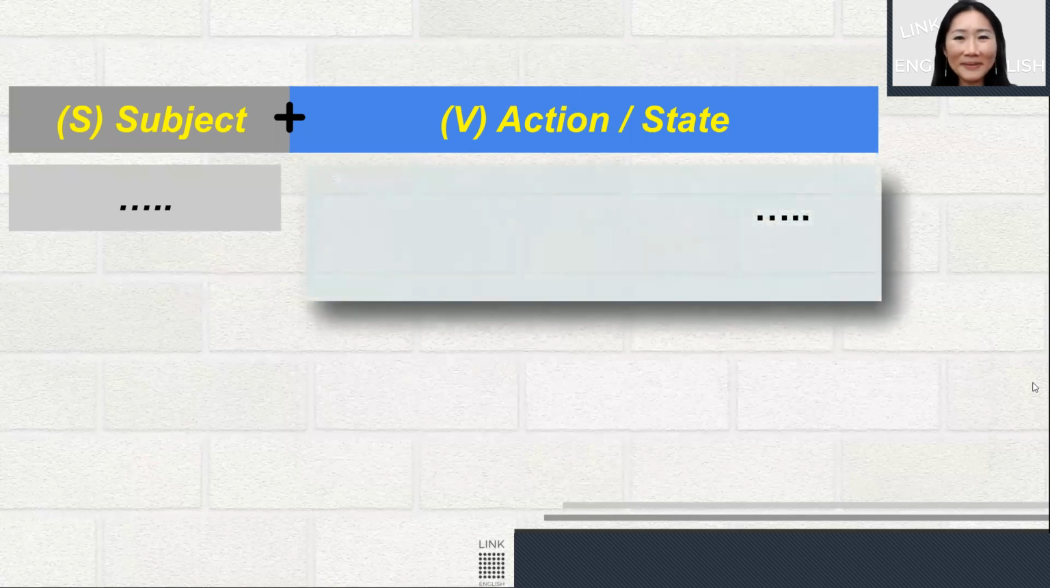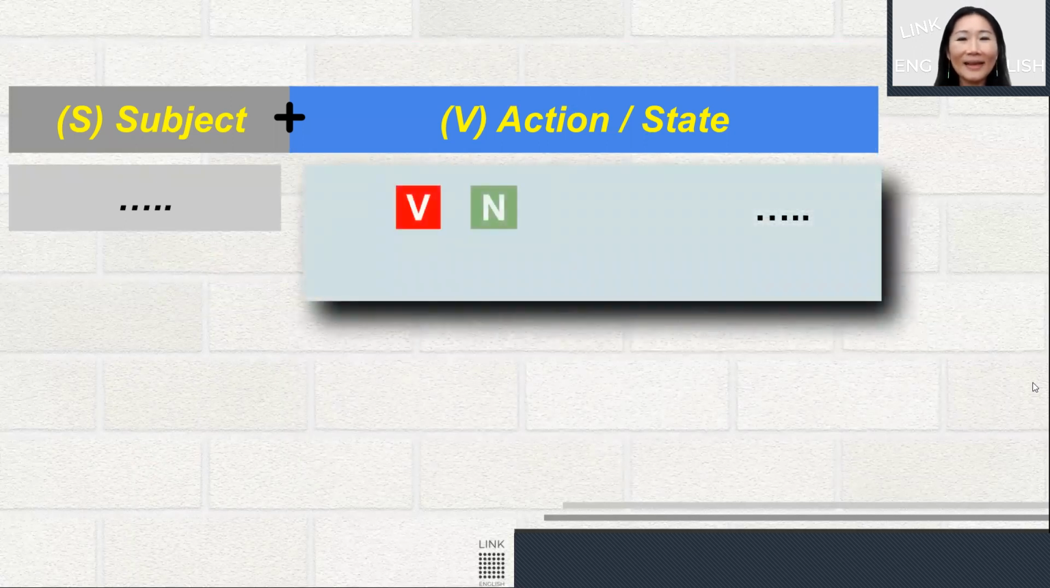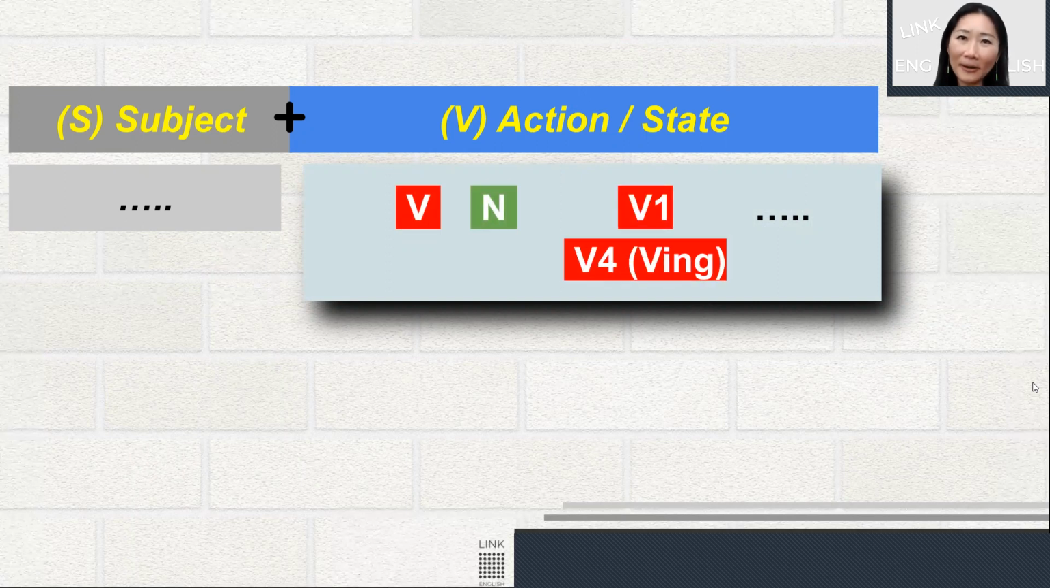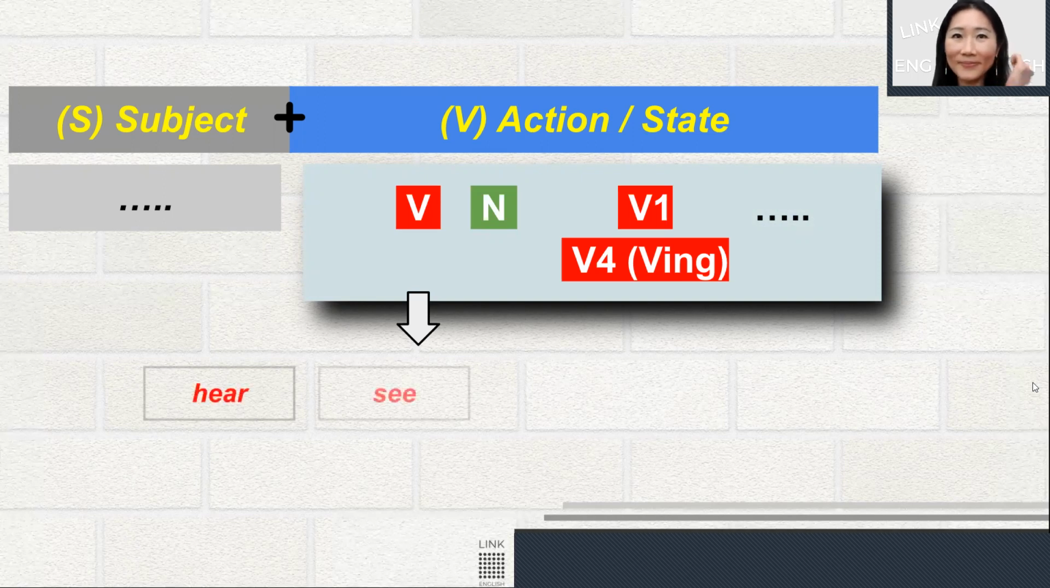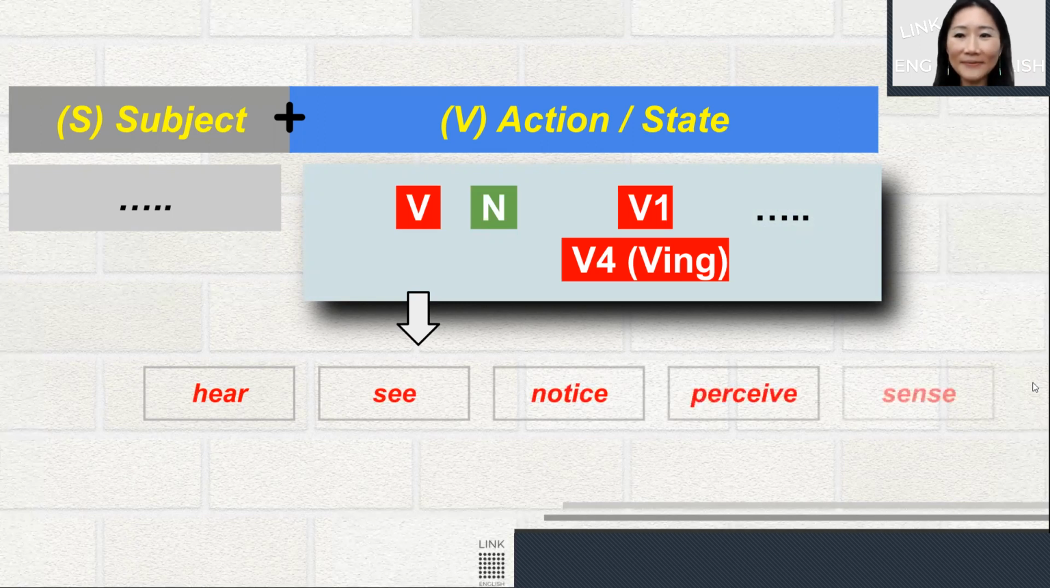Okay, so verbs of this type with a noun behind can be followed by second verbs. In different situations, they can be V1 form or V4 form. And these verbs are related to our senses, like hear, see, notice, perceive, and sense.